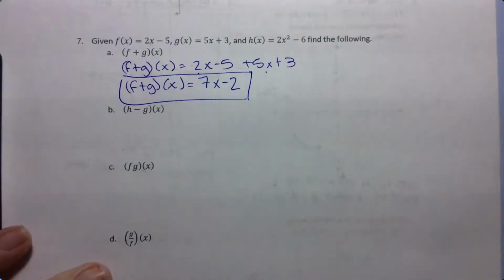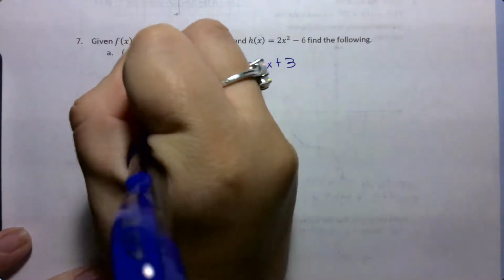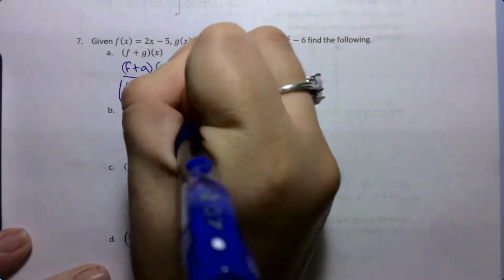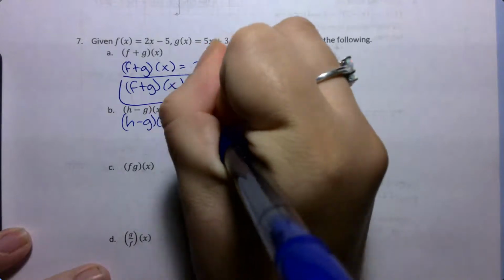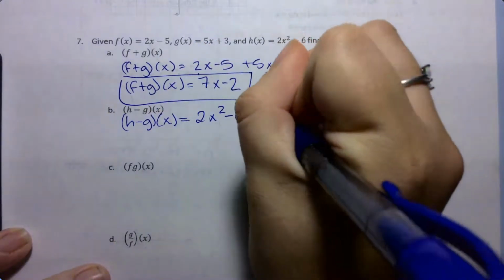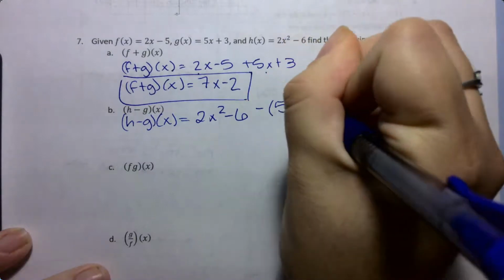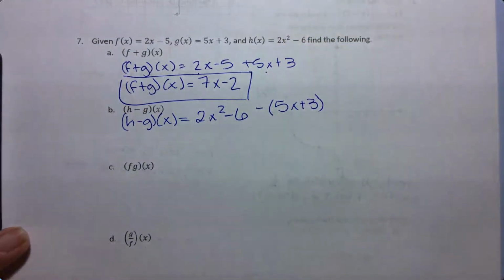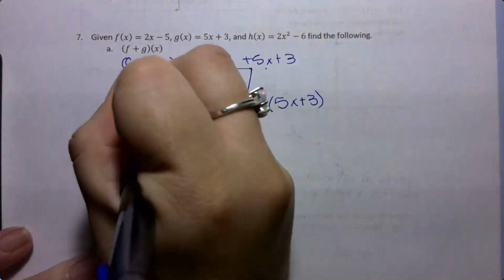On B, I'm subtracting g from h. So h is going to stay the same, and then g is going to be written behind a negative sign. So my h is 2x squared minus 6, and then I'm subtracting my g of x, which is the 5x plus 3. I want to go ahead and distribute that negative sign.